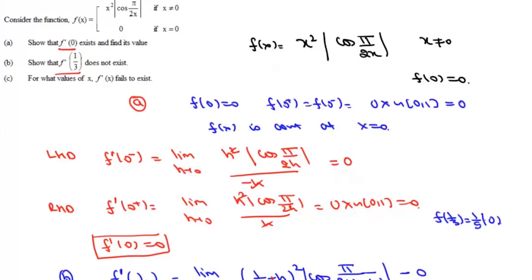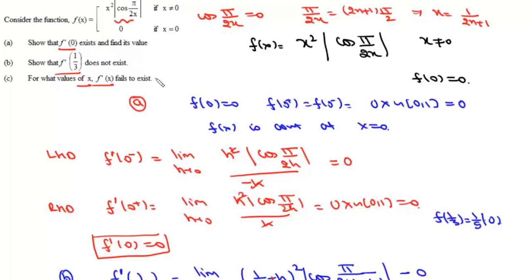Now in the third part it says, for what values of x does f dash x fail to exist. Since we have this mod function, and we know that the mod is not defined when f x is 0, this function won't be defined for all the points where cos pi by 2x is equal to 0. Now cos is 0 at odd multiples of pi by 2. So clearly we get x as 1 upon 2n plus 1. So f dash x fails to exist at all points where x is 1 upon 2n plus 1, where n belongs to an integer.